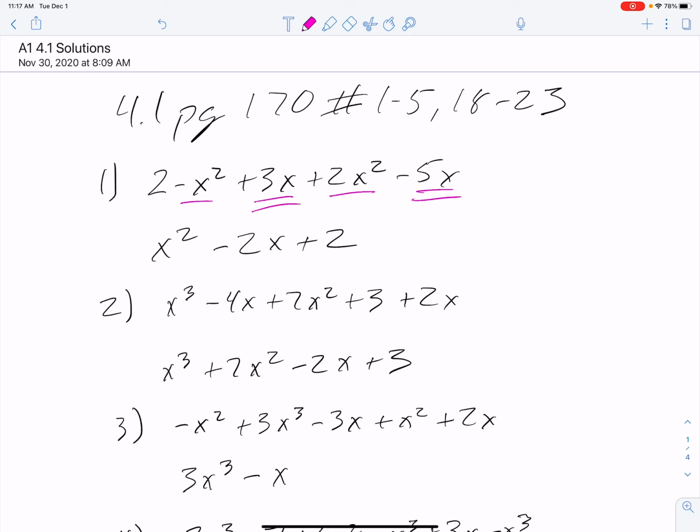So negative x squared plus 2x squared gets me x squared. 3x minus 5x gets me negative 2x, and then the 2 has no like term. I've got my final answer. Same thing, x cubed has no like terms. Negative 4x and 2x are like terms. 7x squared has no like terms. 3 has no like terms. So there isn't much more to do than subtract 4 from 2, getting me x cubed plus 7x squared minus 2x plus 3.